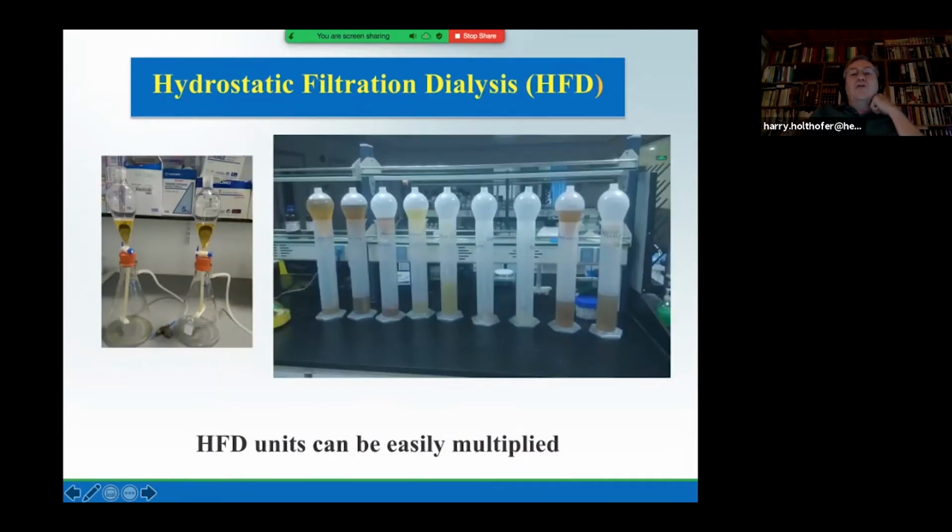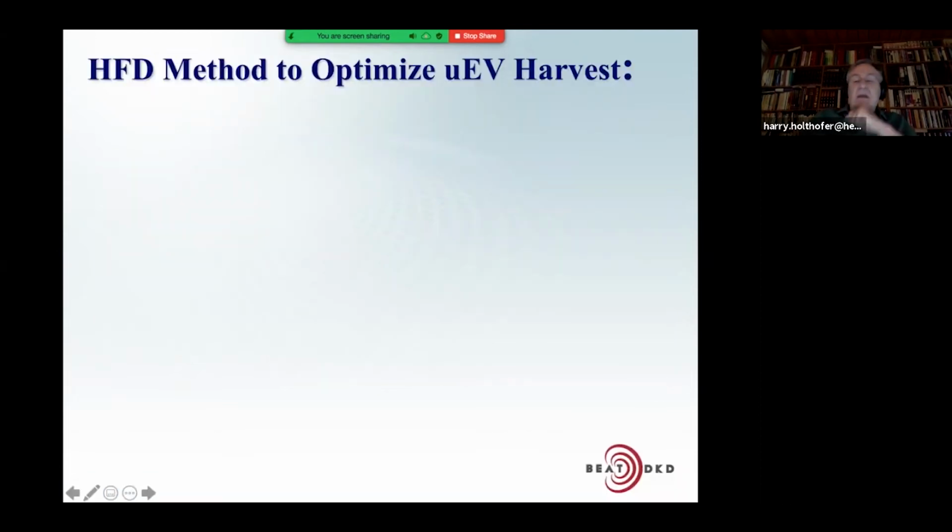This is not a condom testing station, but rather shows how easily the HFD units can be multiplied. So here, for instance, we are running 9 patient urine samples in parallel. It can be very easily done, and you can easily also calculate the costs of the materials and reagents and starting volumes. And note that we don't need any electricity, for instance, for this. So it has some very interesting things to follow from that.